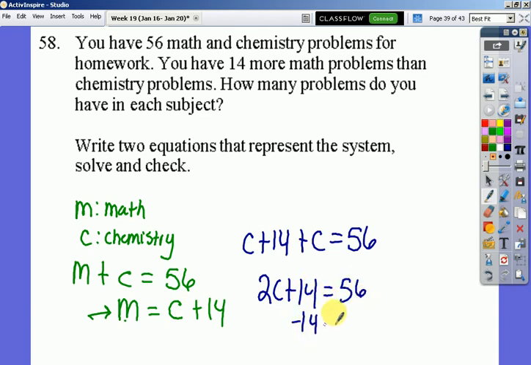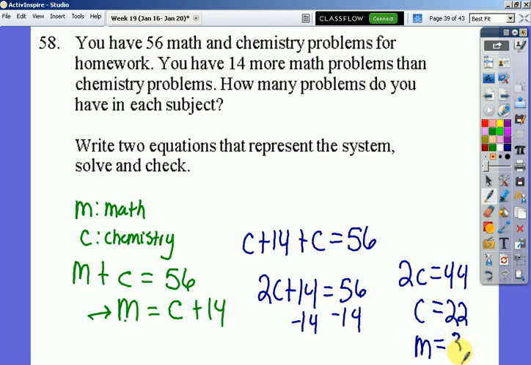Subtract 14 and subtract 14, and I end up with 2c equals 24. C equals 22. So my total number of chemistry problems is 22. How many math problems do I have? 30. Well, you add 10 and you add 4. So that's 32 plus 4 is 36. Okay. Does that work? No, it should be 34.